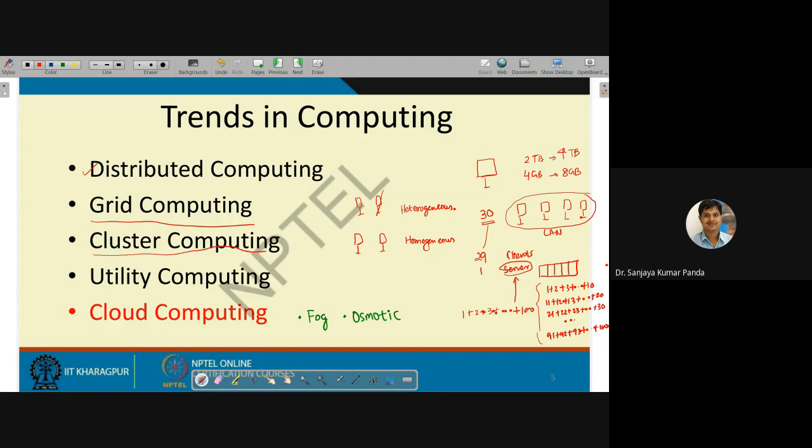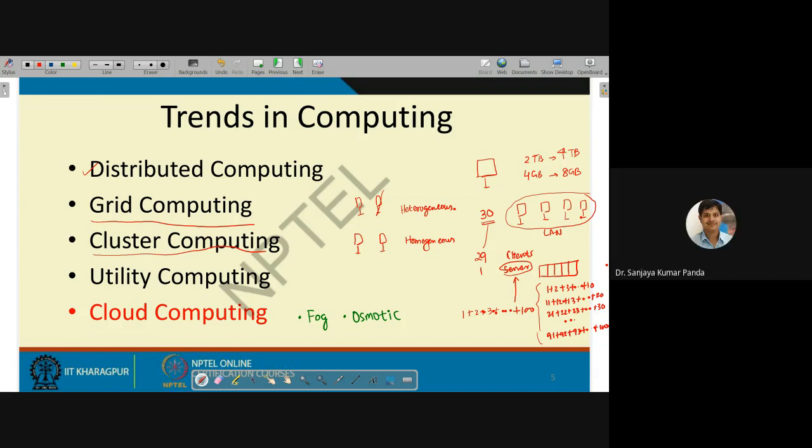We can combine as many computer systems as possible. Like if you talk about NITs, we have 31 NITs, right? 30 or 31 NITs. If all NITs contribute together, you can build a grid computing system. But you cannot assure that they have the same architecture. So in the network also, you will find the nodes are heterogeneous in nature, not homogeneous. In that way, grid and cluster computing are different from each other. Is it clear? The difference between cluster and grid?